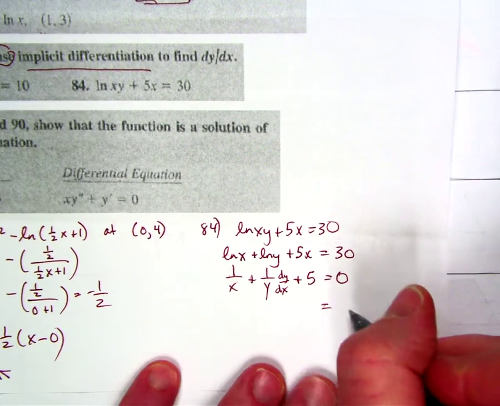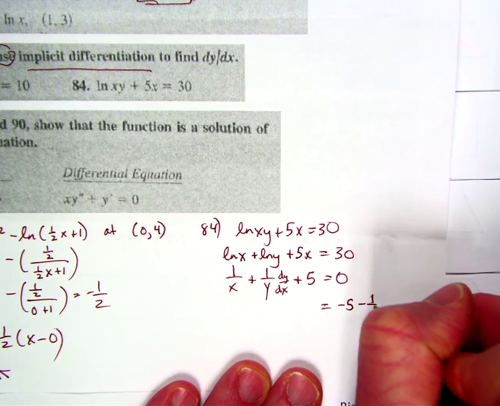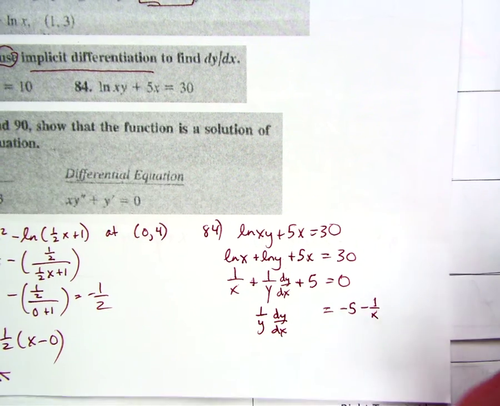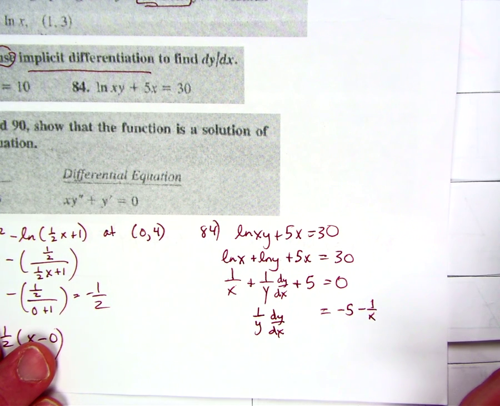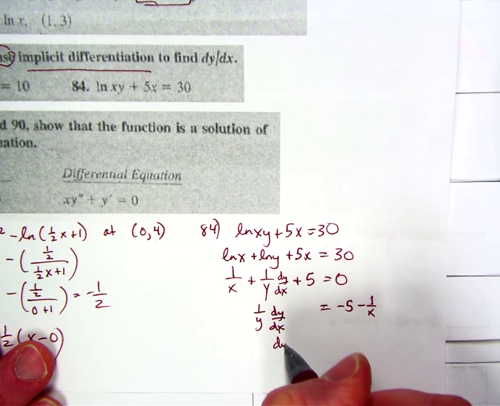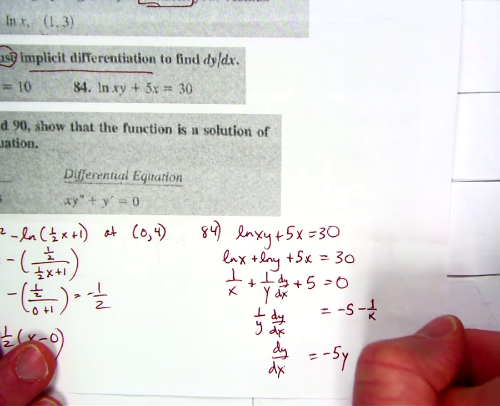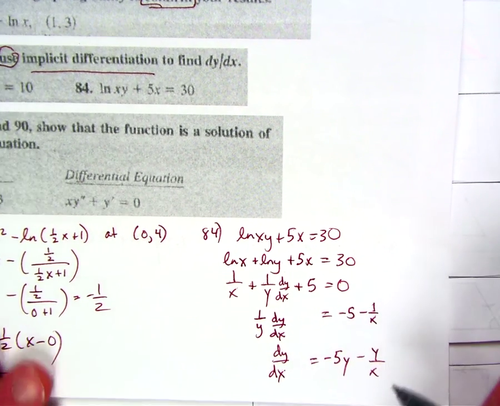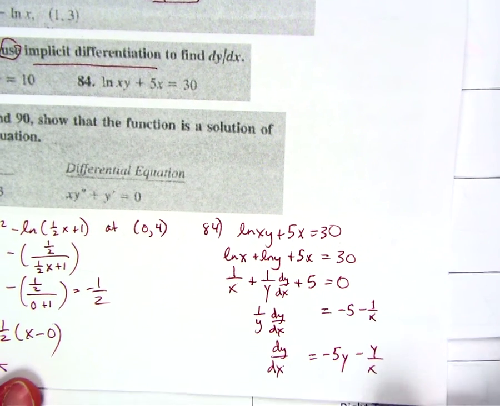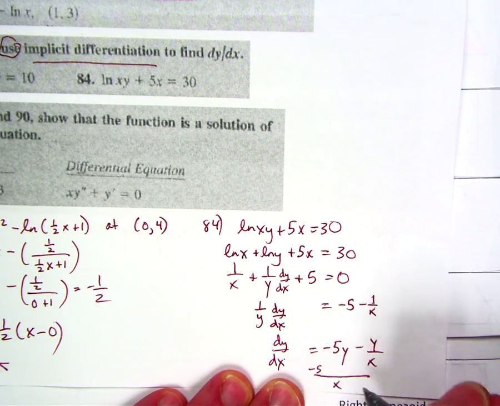Derivative of this, 1 over x, 1 over y, dy dx, plus 5 equals 0. So we're going to move the 5 and the 1 over x over here. And then multiply by y. So I have dy dx equals negative 5y minus y over x. That's good enough. That's the answer.